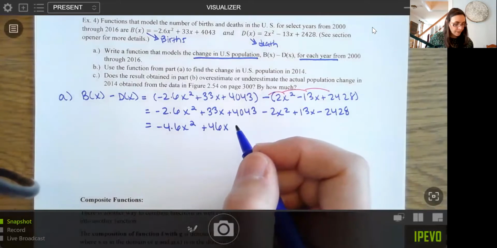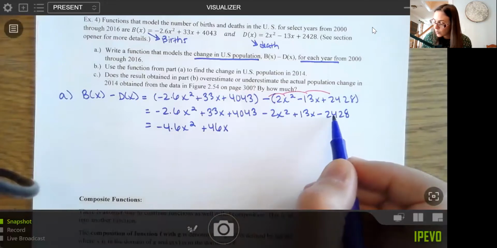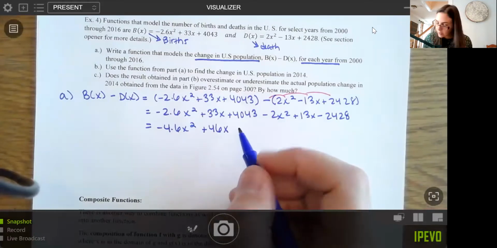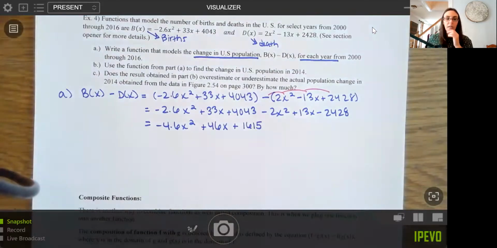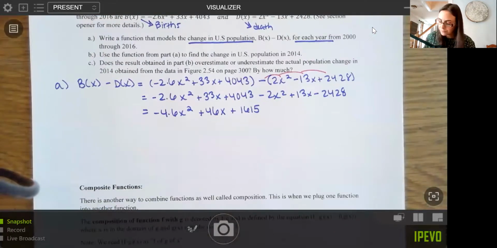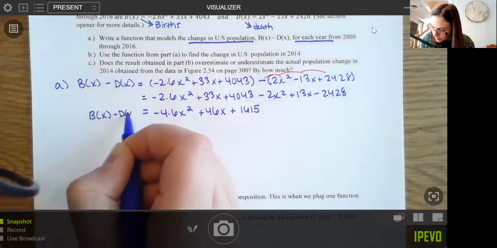I'll just check my work. Yep. And then the last one, 4,043 minus 2,428, that is going to be 1615. And obviously I'm just using a calculator here. So this is that final function that we're looking for in part A.